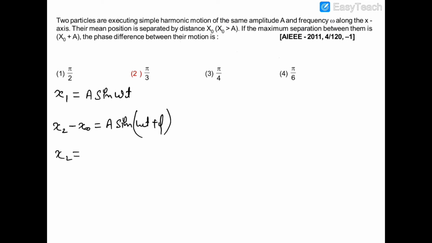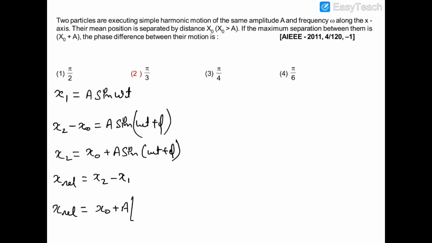Now x2 will be equal to x0 plus A sine (omega t plus phi), and x relative will be equal to x2 minus x1, which is equal to x0 plus A, which is common, times sine (omega t plus phi) minus sine omega t. Now it is given that the maximum relative separation between them is x0 plus A.